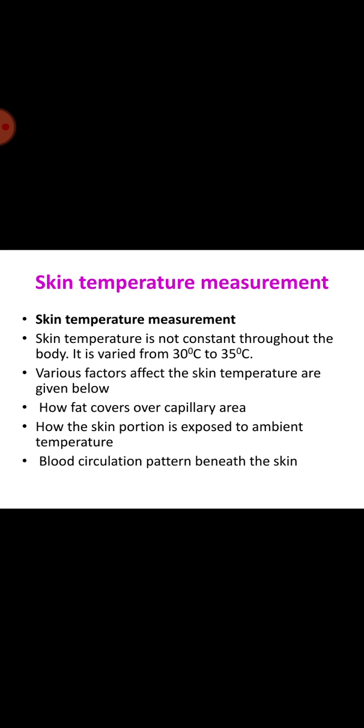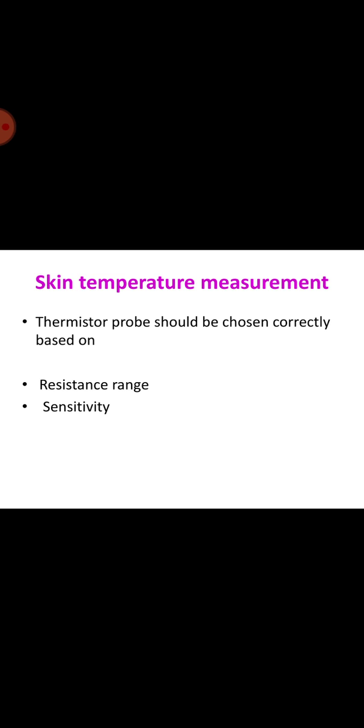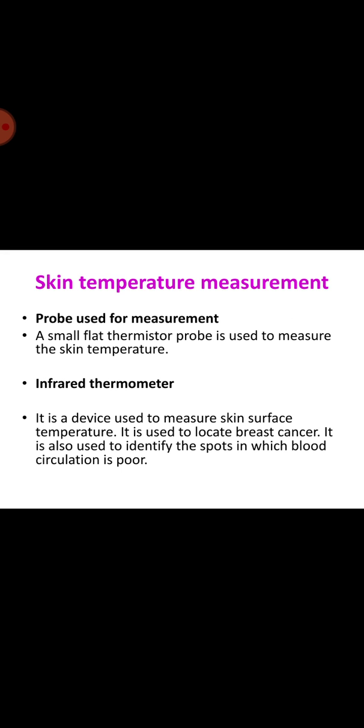It depends on how fat covers the capillary area, how the skin portion is exposed to ambient temperature, and what the blood circulation pattern is beneath the skin. Here also the skin temperature can be measured by using a thermistor probe, but it should be chosen correctly based on the resistance range and sensitivity. A small flat thermistor probe is used for measuring the skin temperature.